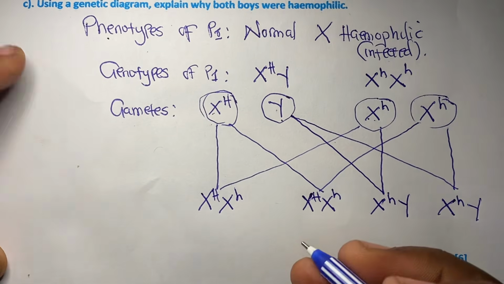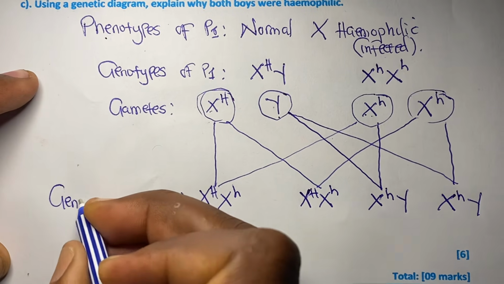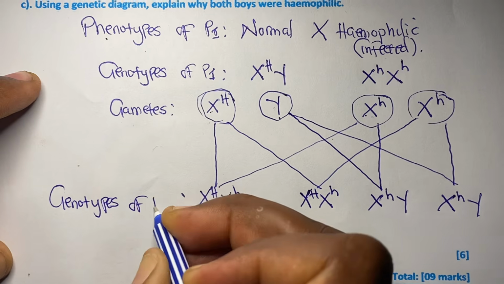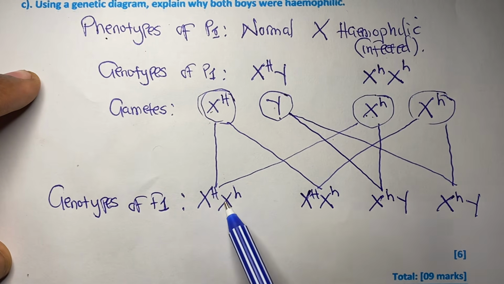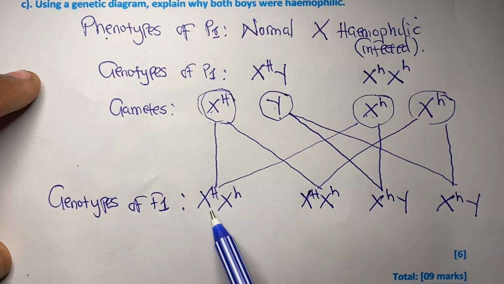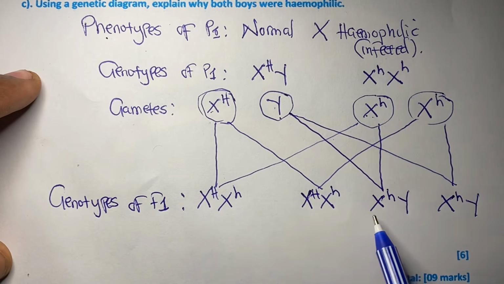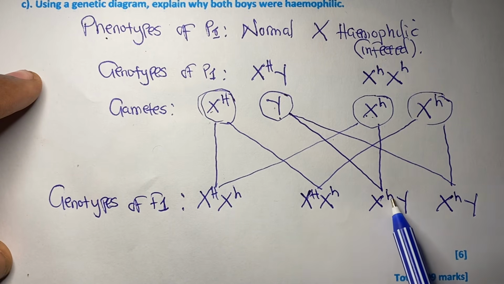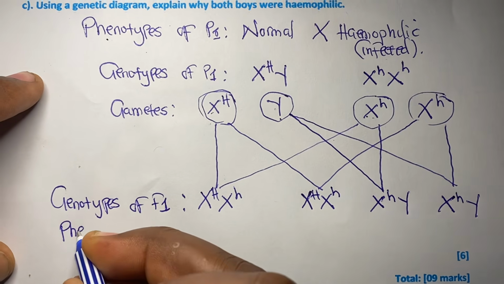And then we all know how these are described, so we're going to say genotypes. So we're going to say genotypes of the first generation. And we can see X and X. This is a female child, male child, male child. And from the observation, we're going to find that this male child has a small letter H, thereby being a hemophiliac. So we're going to say phenotypes.